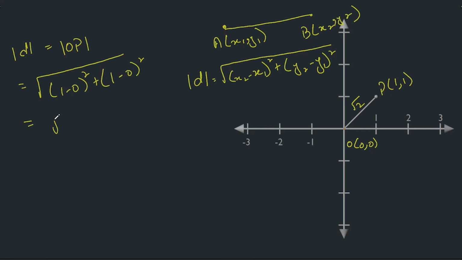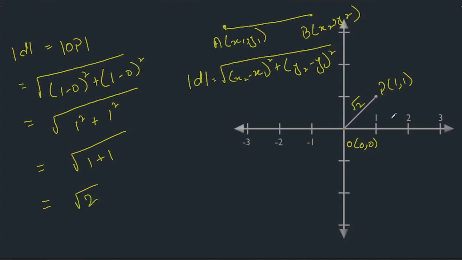Simplifying this, 1 minus 0 is equal to 1, square, and 1 minus 0 is equal to 1, square. Square of 1 is always equal to 1. So we have 1 plus 1 in the square root, which is equal to square root 2.